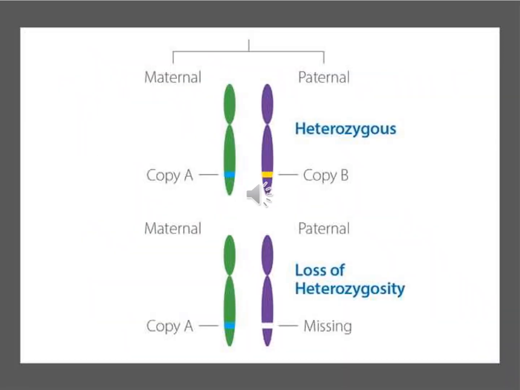So this is the picture representing the maternal and paternal heterozygous copies, and also representing the loss of heterozygosity. That means here there will be a missing, or the loss, of the normal allele in the heterozygous cell which occurs.